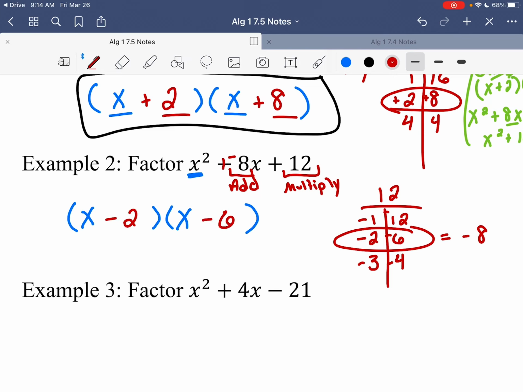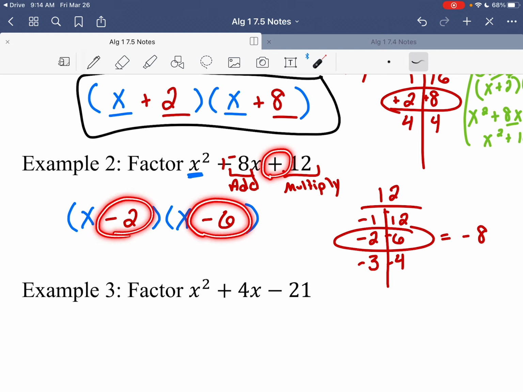And you will eventually start noticing a pattern with those negatives. Here, since this is a positive, I know both of these are going to have to be negative because they need to multiply to give me a positive.